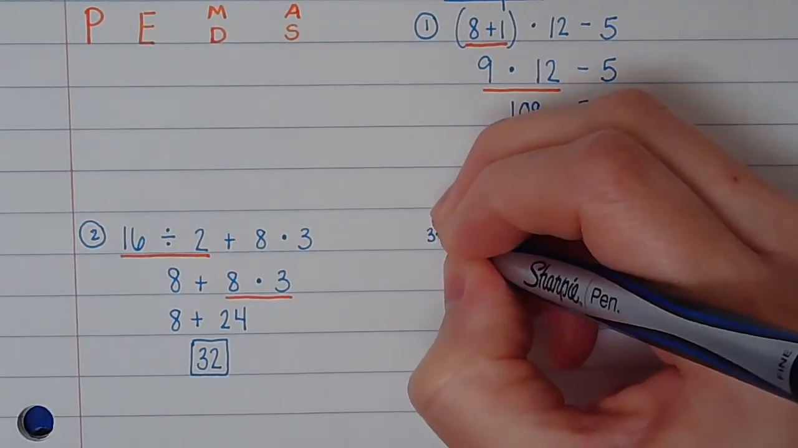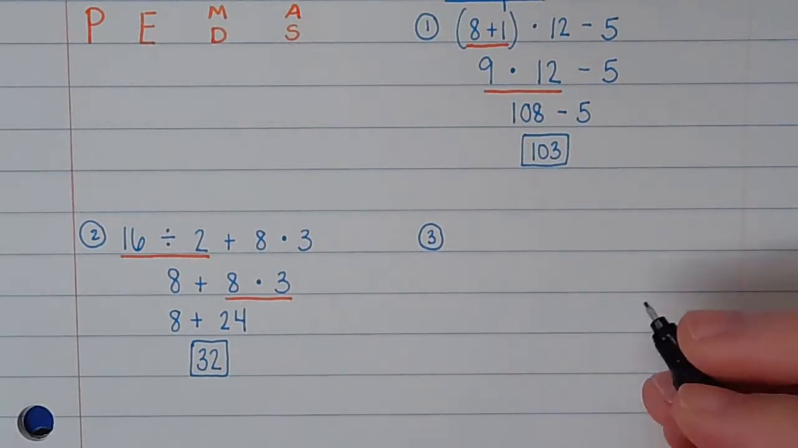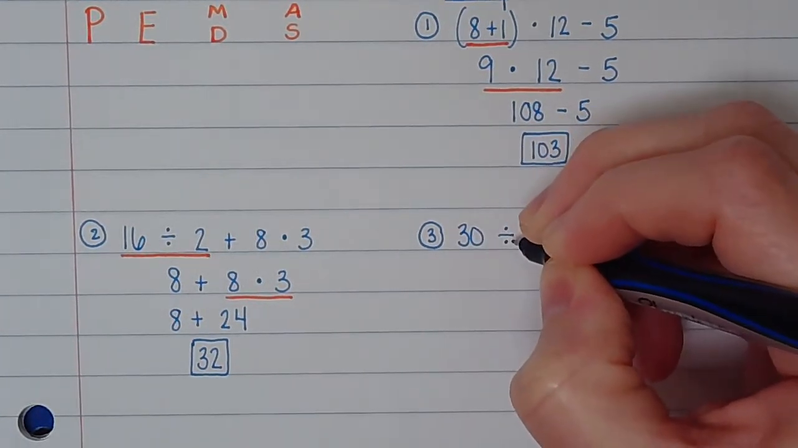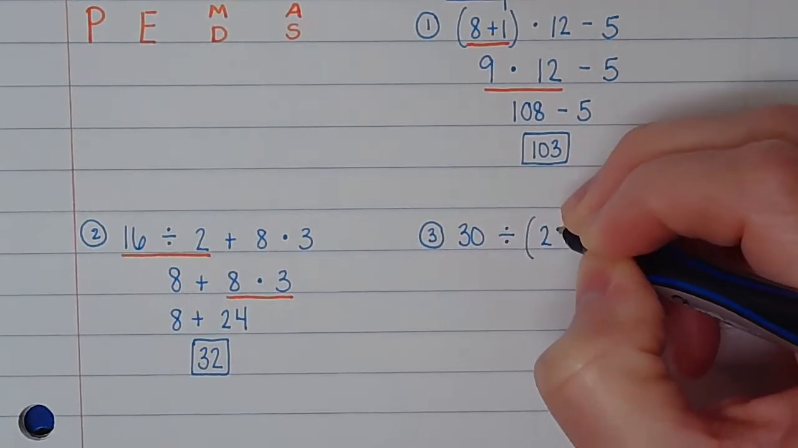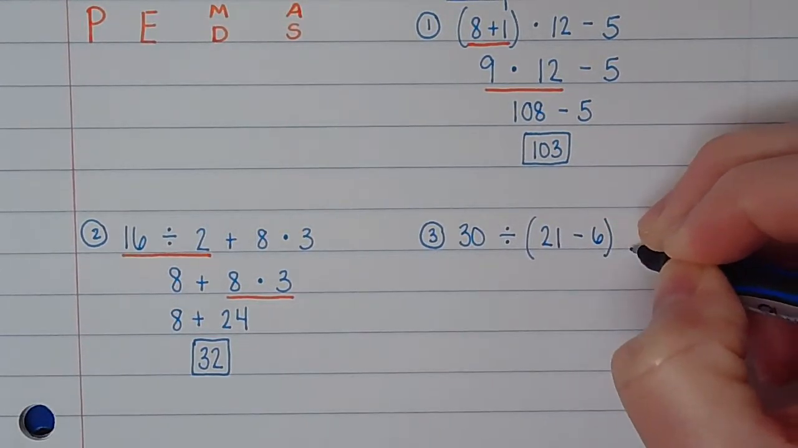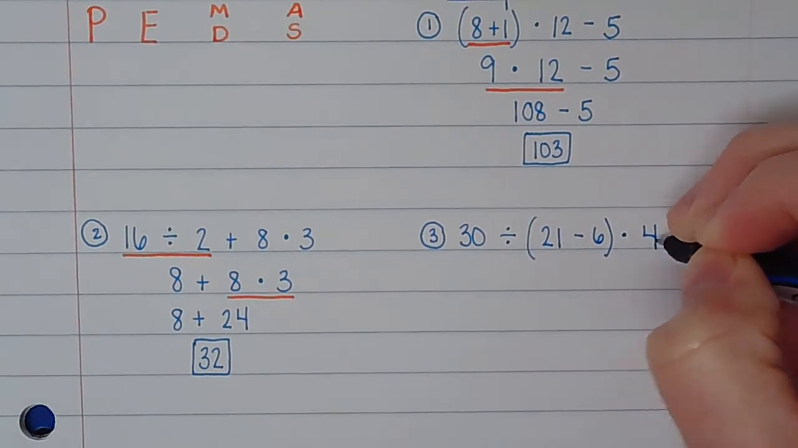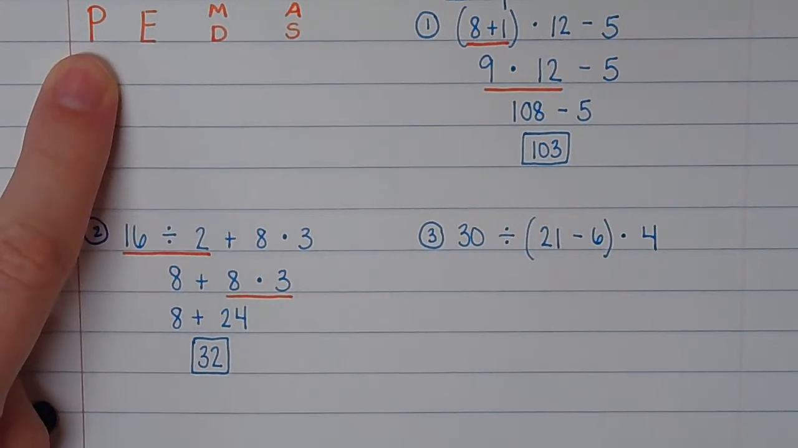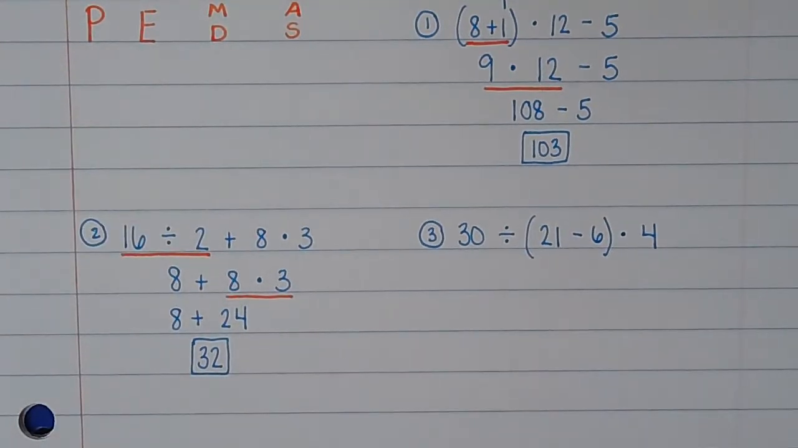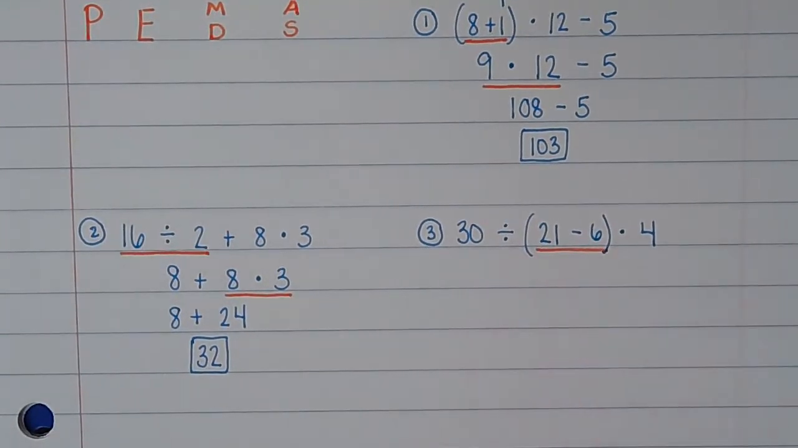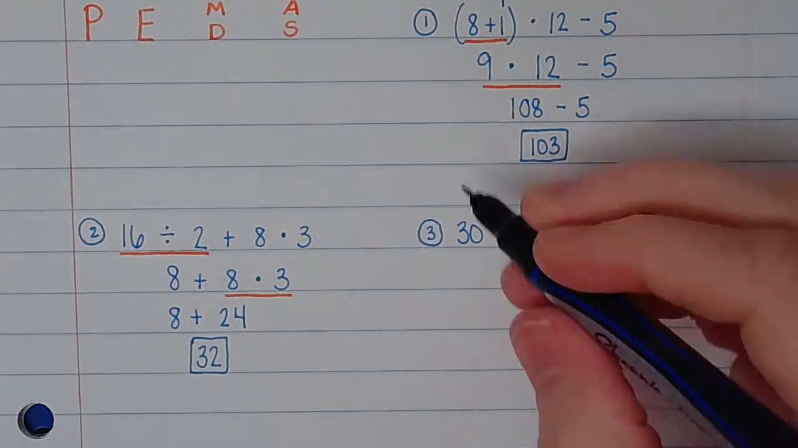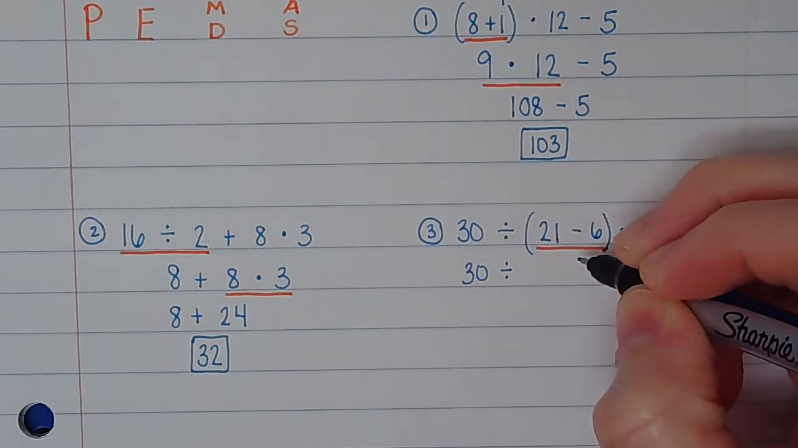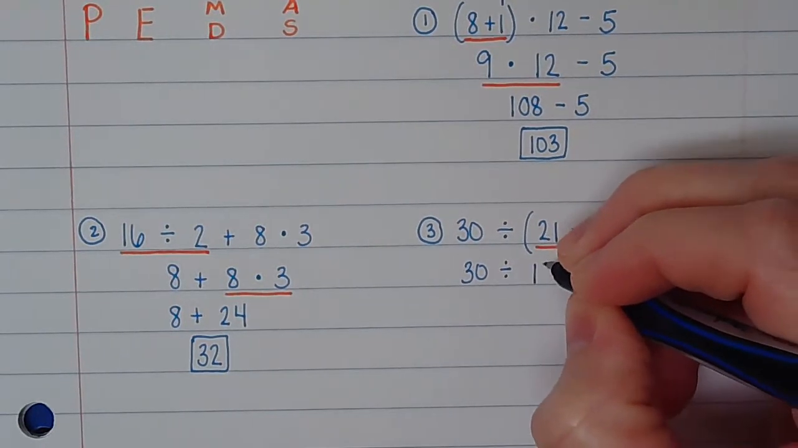Try another one. 30 divided by 21 minus 6 times 4. All right, P is first. Do I have any parentheses? Yes, I do. So this is what I have to solve first because it's my first letter. So leave everything else the same. 21 minus 6 is 15.